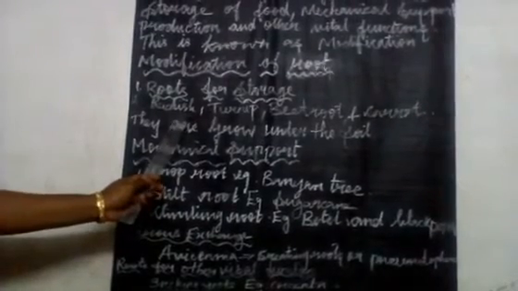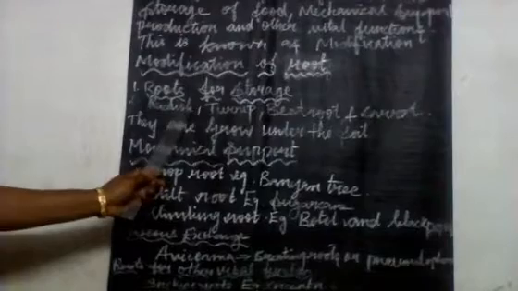Example, radish. The taproot of radish is in the shape of a spindle, swollen in the middle and tapering at both ends. Such a modified root is called a spindle-shaped root. Example, radish.